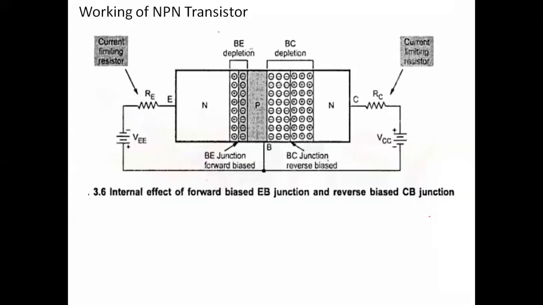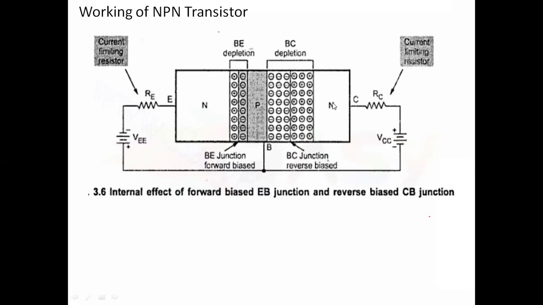Now, the working of the NPN transistor: when we connect the voltages across the NPN transistor, how does the current flow and how does it work? That we'll see. We said that the emitter region and base region are always forward biased. Here N is negative, so the negative terminal of the battery is connected to the emitter, and the base region is positive. So this is the forward bias.